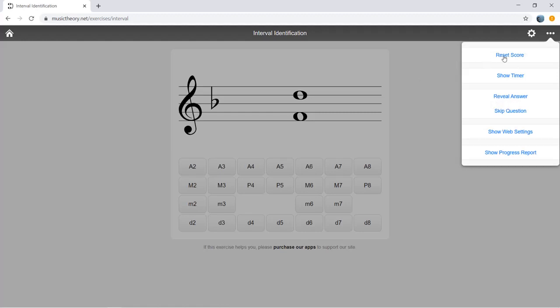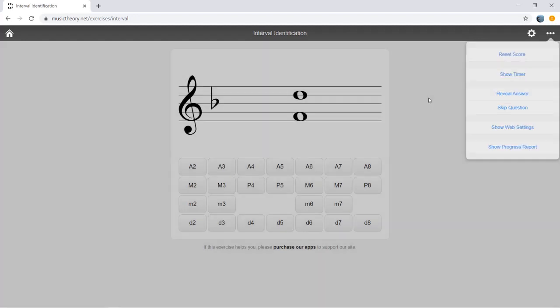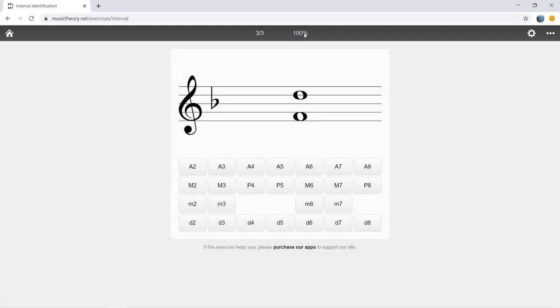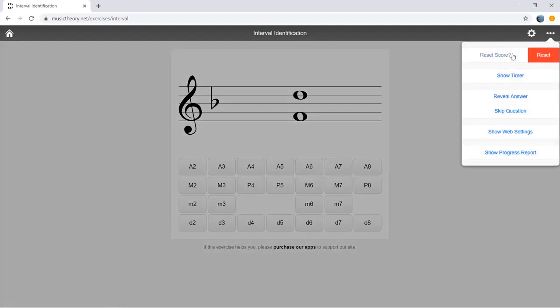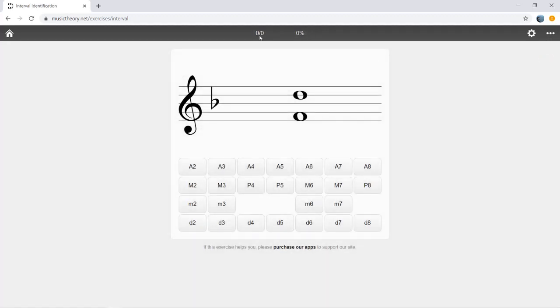If I mess up, and if you keep going, so if I'm supposed to do 20 and I do 40, your score is not going to get better. It's never going to get to 100%. So if you mess up and you want a better score, you can go up here and reset your score, and it takes you back, shows that you've done 0, but you can get a better score that way.